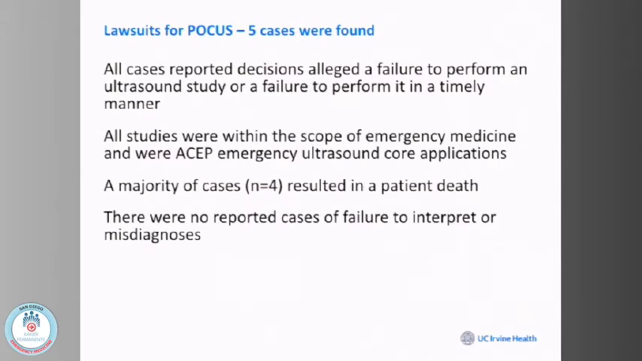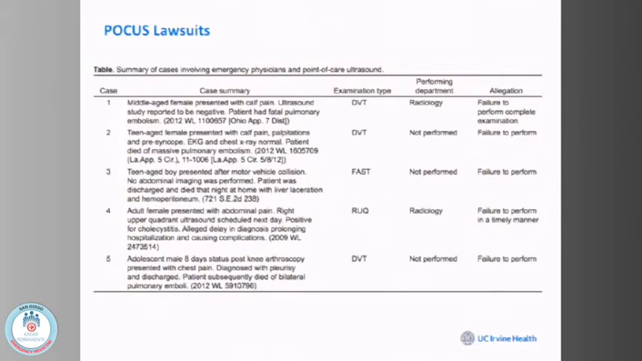And so they found 5 cases. They only found 5 cases during this period, and 4 out of the 5 resulted in a patient death, and all the studies were within the scope of what we do, and there were no cases, as I mentioned, of failure to interpret or a misdiagnosis made on an erroneous conclusion from ultrasound. Okay, these were the cases here.